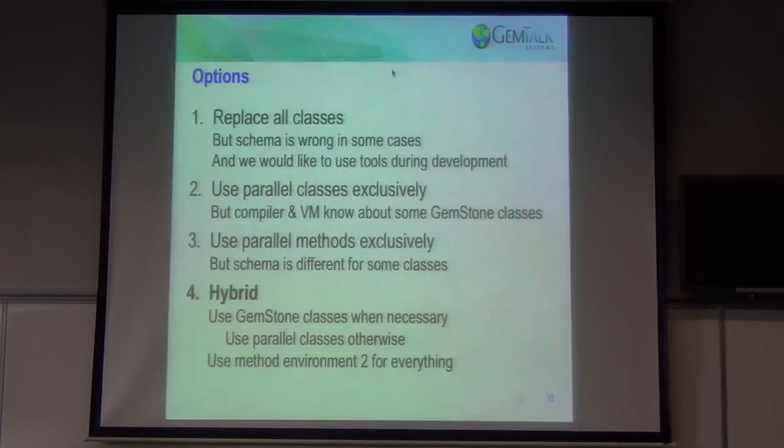We can actually take a hybrid approach. Option 1 was replace all classes, but we don't want to do that. Option 2 is use parallel classes, but we can't do that because some are known to the VM. Option 3 is use the existing classes with parallel methods, but that doesn't work for some of the classes. So we're going to use a hybrid: we'll use the GemStone classes when necessary, use the parallel classes otherwise, and use environment 2 for everything.